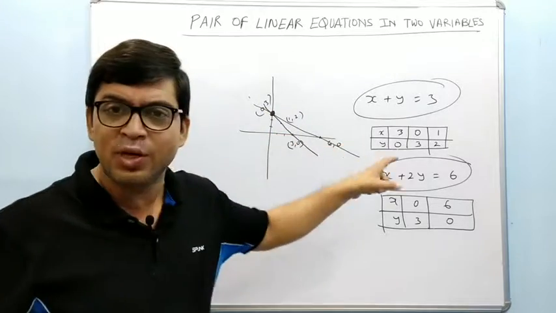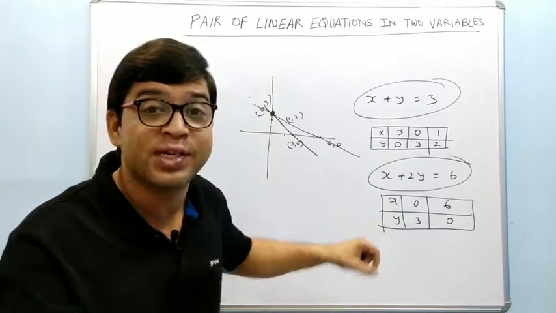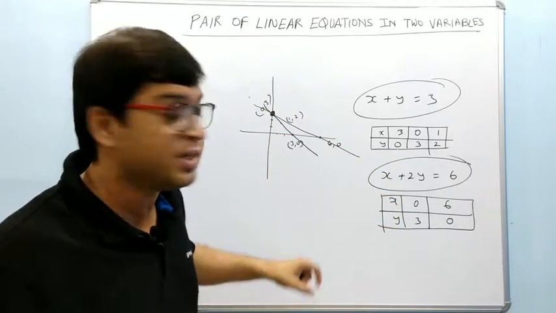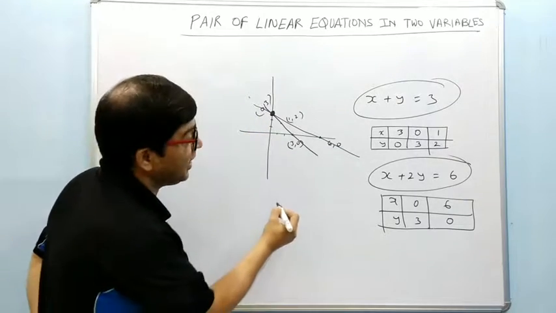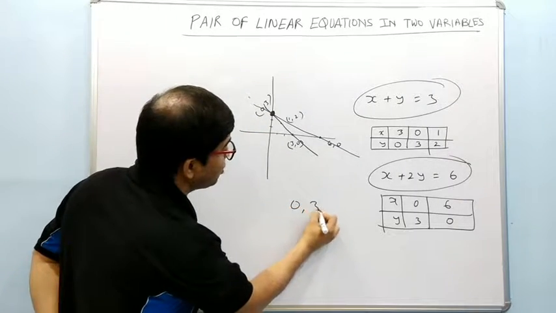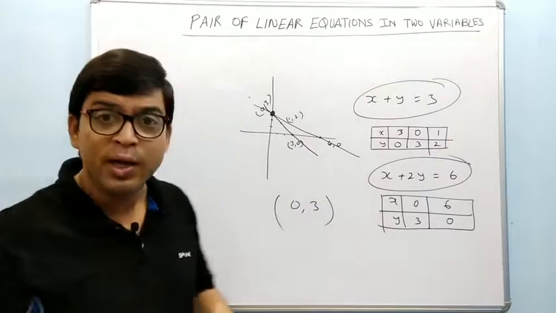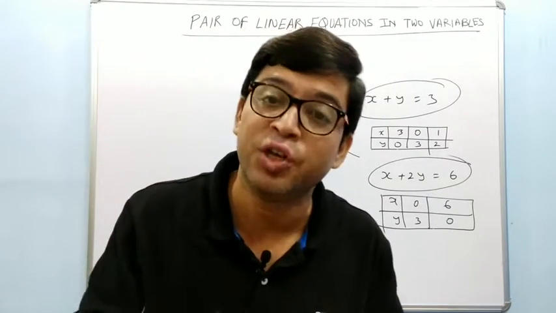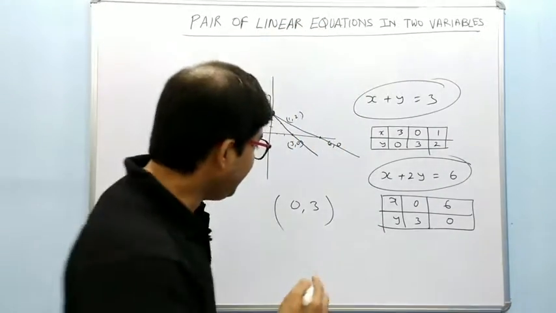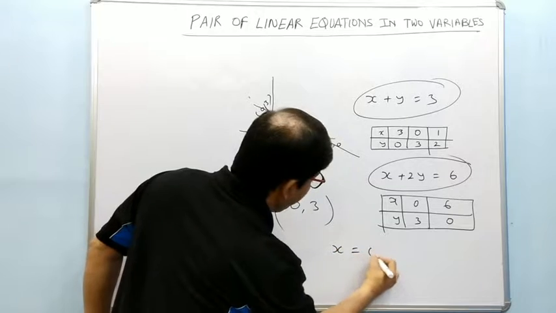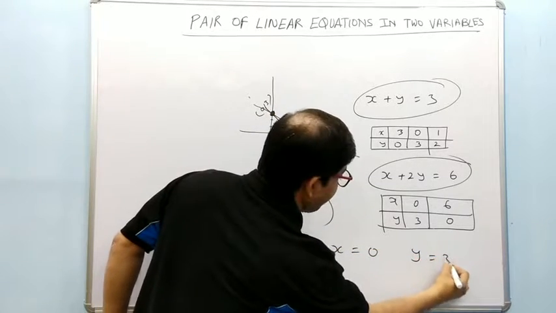For this particular pair of linear equations, we see that it is cutting at 0, 3. So what is the solution of these two linear equations? Is 0, 3. What does it mean? That is x will be 0 and y will be 3.